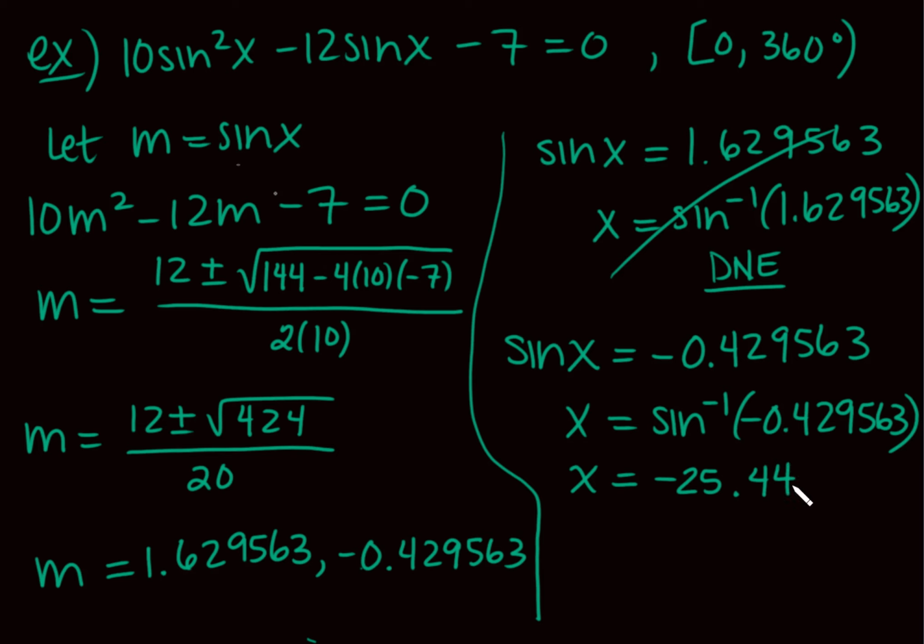Now, this angle right here does not lie between 0 and 360. Obviously, it's negative. But what this does for us is it gives us a reference angle. So let's think about where sine is negative. So I want my answer here and here, right? So what I need to find is an angle with reference angle 25.44 in the third quadrant.